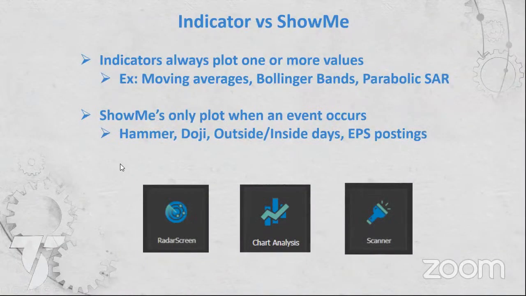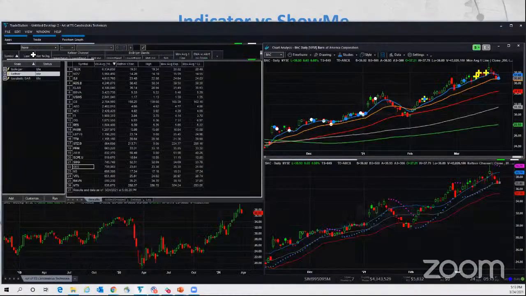All right. You can use Scanner. I didn't want to do it in this webinar because it's actually really slow, but you can use these show me's. Like you can say every night you can have Scanner run and find stocks that had dojis. So the indicators and show me's both work in radar screen, chart analysis, and Scanner. Those are the three different tools that I've been using here.